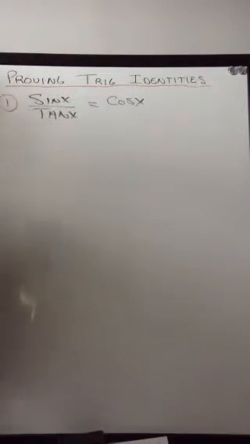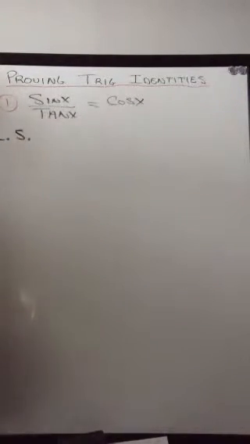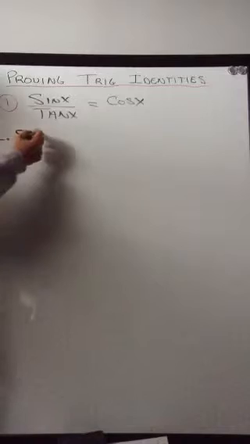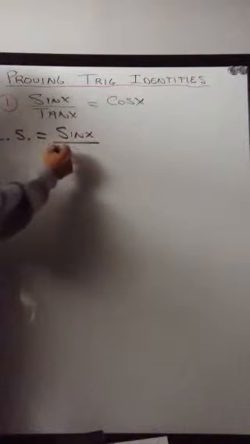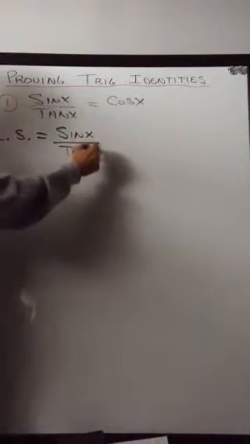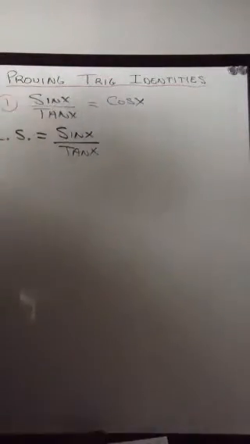So the way you do a proof is you determine which side you're working with, the left side or the right side. So if it's the left side, write left side equals. If it was the right side, write right side equals. Write down exactly what's there. Do not make any changes to it. Put down what was written in the question. So it's sine x over tan x.